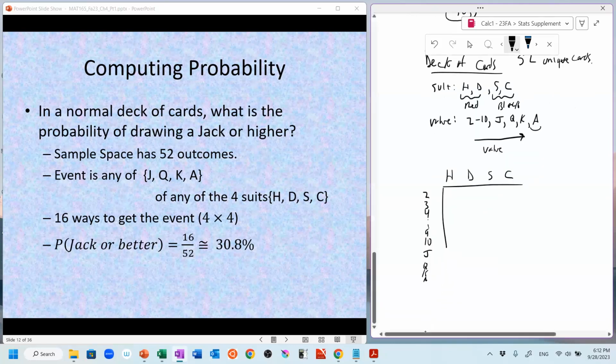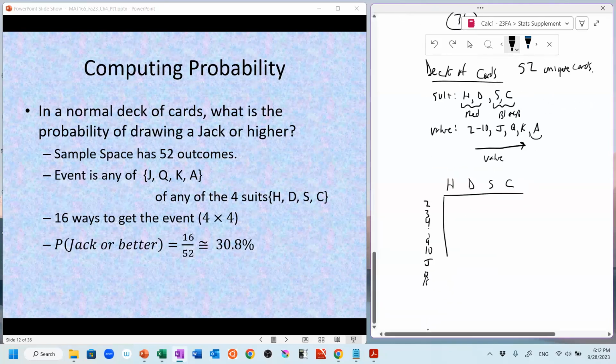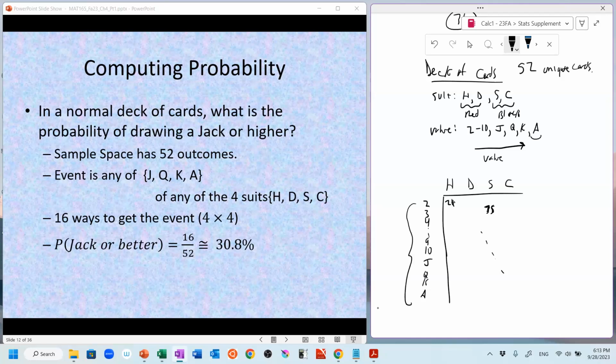Jack, queen, king, and ace. Running out of room here at the bottom for the values. So we see, for instance, we have a 2 of hearts. We have a 3 of spades, and so on. There's exactly one of each of these different value-suit combinations. We have 13 rows, 4 columns, 13 times 4 gives me 52.